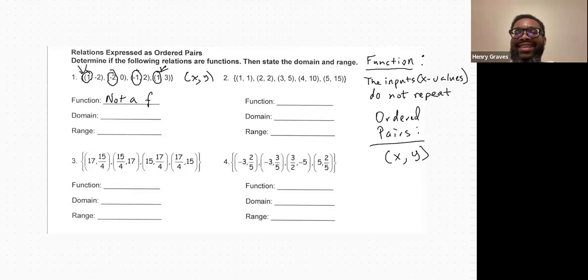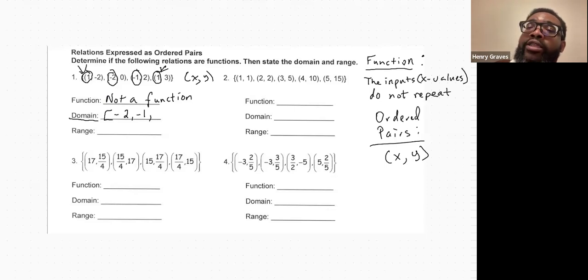That's what I do. Now the domain is going to be the ones I circled in black. I'm going to go ahead and write them in order from the least to greatest. That just may be the algebra teacher in me. -2, -1, and two positive ones.